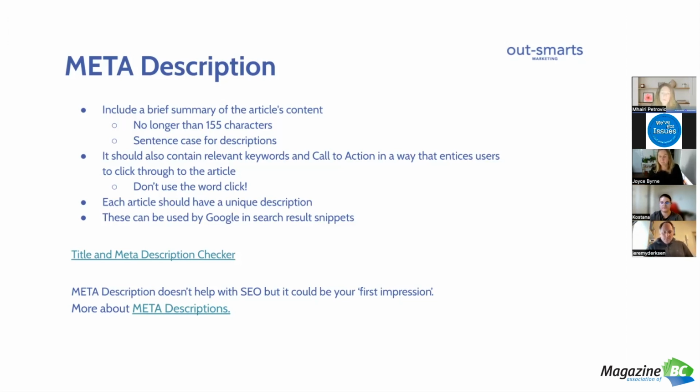Now, important things to remember about your meta description: they shouldn't be more than 155 characters. Again, because if they are longer, they are going to be cut off. Google cuts it off at around 156 characters. So try to keep them around 150 to 156 as much as possible.